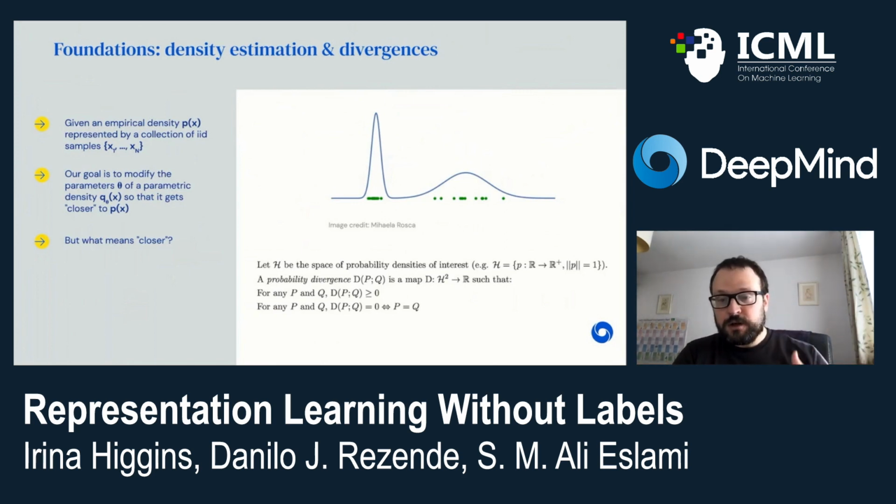This measure of mismatch between densities is what we call a probability divergence, which is simply a functional that takes two densities and outputs a non-negative number. And it outputs 0 if both densities are exactly the same. So once you have decided which divergence we want to use, we should start setting up an optimizer that will try to minimize this divergence.